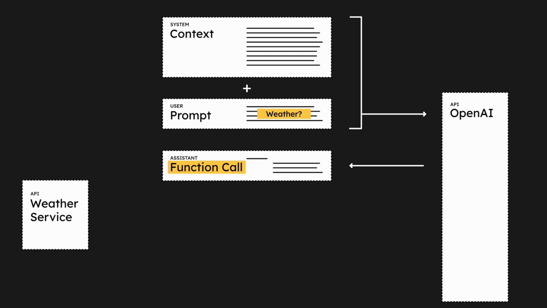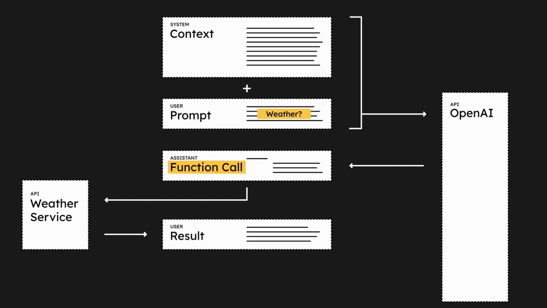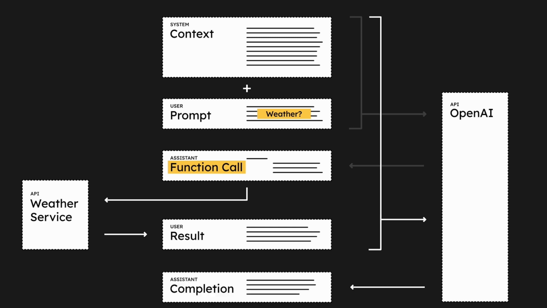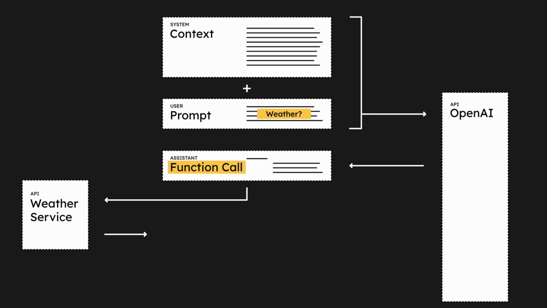Then it's our responsibility to go get weather data from, say, a weather API service, and then return that to the LLM as a result of the function call. Then we bundle everything together and send that to the LLM, which then finally returns the completion. This is the flow that we're going to do in this tutorial from end to end, starting with the first bit, the basic chat.